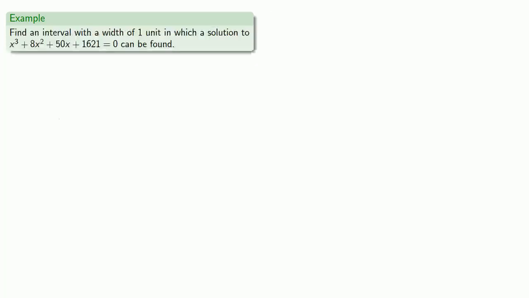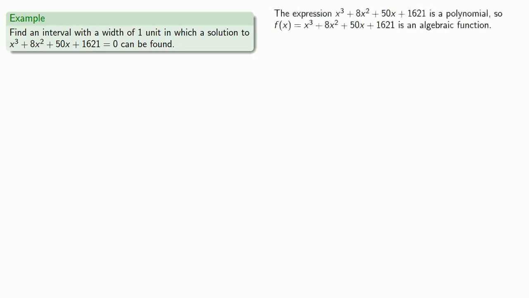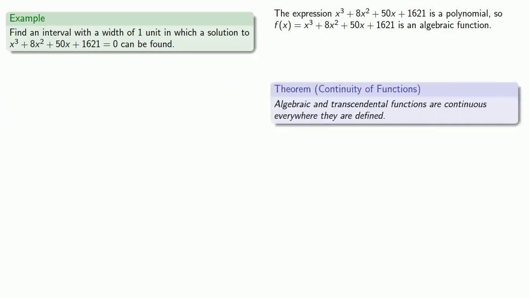Now let's take a different tactic. We want to find an interval with a width of 1 unit in which we could find a solution to x cubed plus 8x squared plus 50x plus 1621 equals 0. Now the first thing we want to establish is that the expression is a polynomial, which means that f of x is an algebraic function. And one of the things that's important to remember is that algebraic and transcendental functions are continuous everywhere they are defined. And that means we can apply the intermediate value theorem.